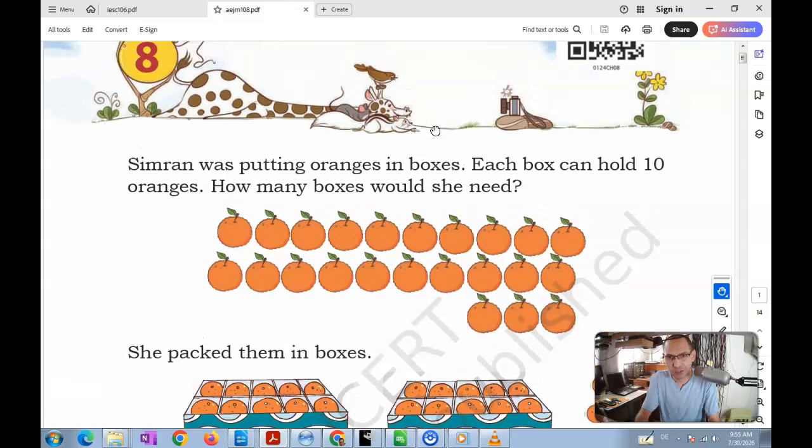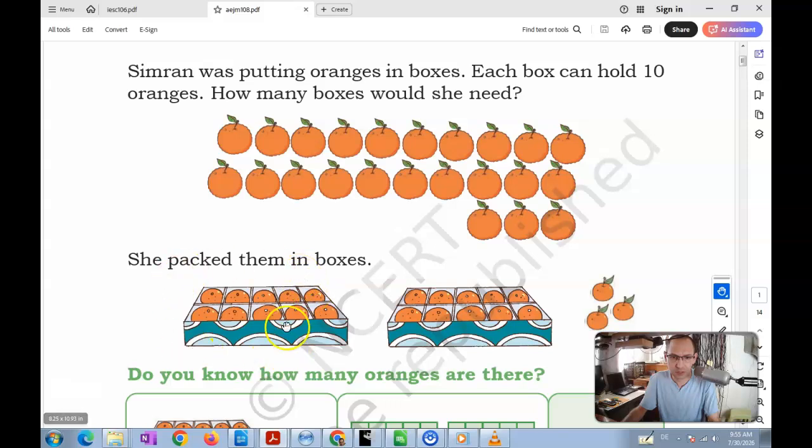So the question here is, Simran was putting oranges in boxes. Each box can hold 10 oranges. How many boxes would she need? So she has these boxes over here, and each box can take not more than 10 oranges, or exactly 10 oranges. So then how many boxes are we going to need?